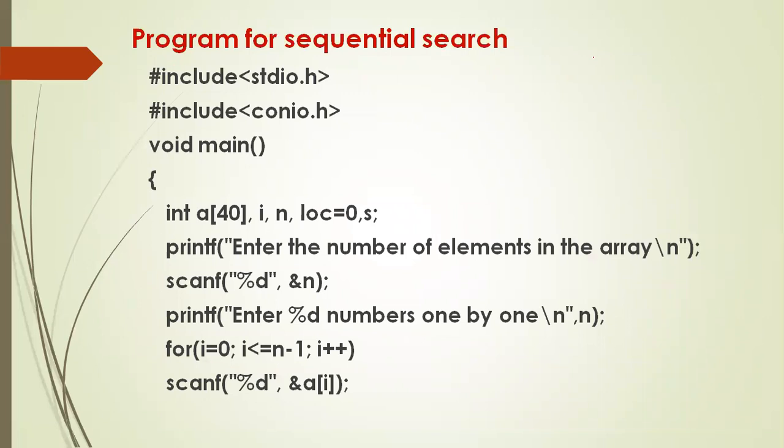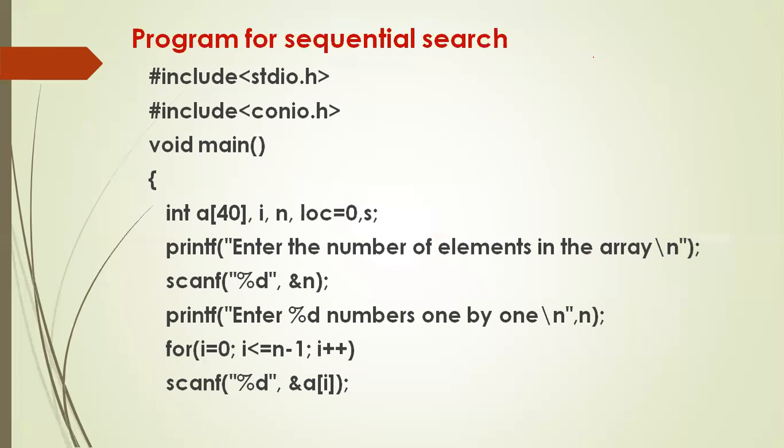Now I have written the program for both sequential search and binary search. So #include stdio.h, #include conio.h, void main. Then we require an array a of 40, i as the for loop variable, and n as the size of the array. To start with, I'll assume that LOC equals 0, comma S. S is the element I am searching. First, enter the number of elements in the array: scanf %d &n.